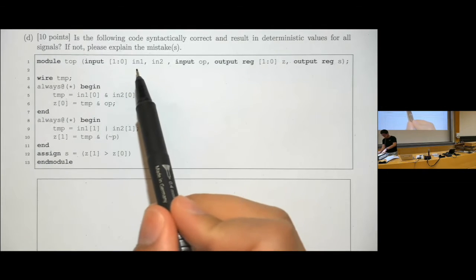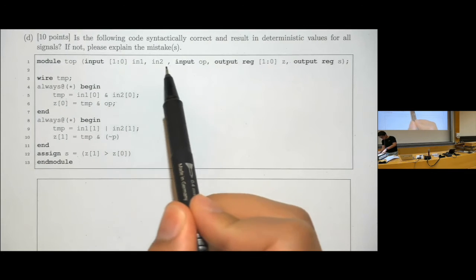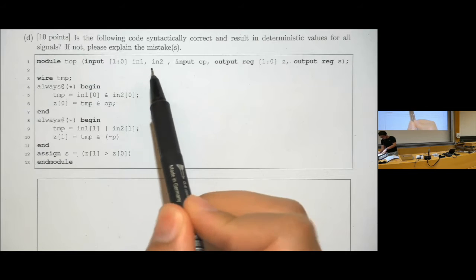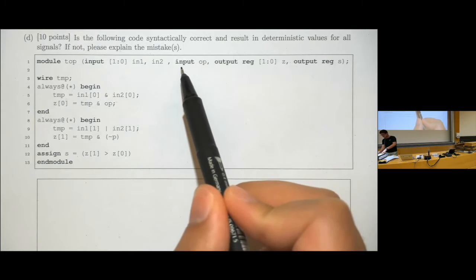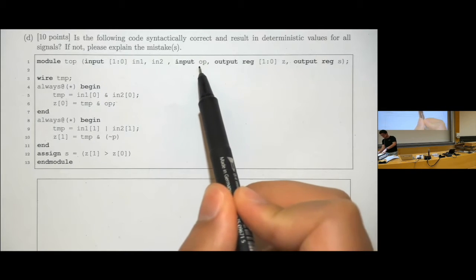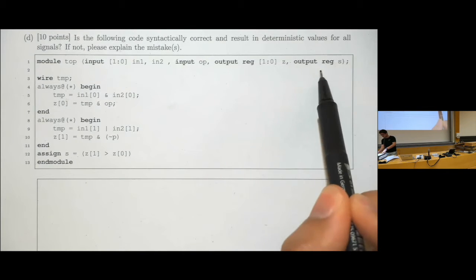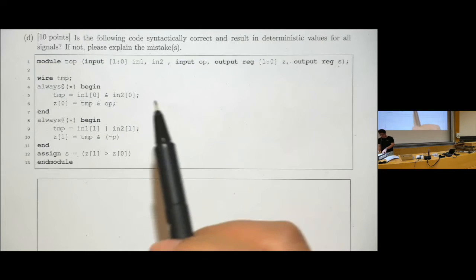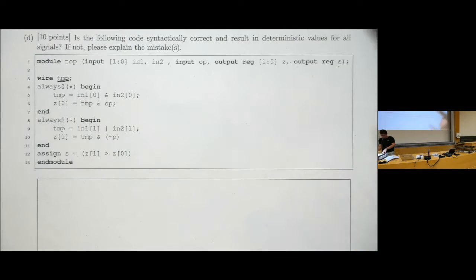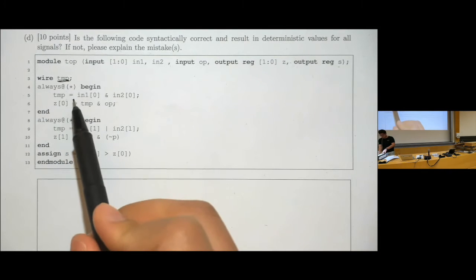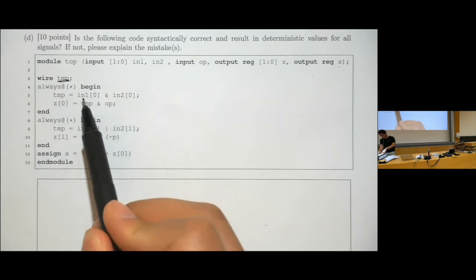So this module has 2-bit inputs in1, and in2 is also 2-bit. Anyways, it's not going to be important in the end for this question. And there's an input called op and a 2-bit output register Z and S, which is a 1-bit output register. And there's a wire declaration here named temp, TMP. And then we have an always statement that makes an assignment to this TMP as in1 and in2.